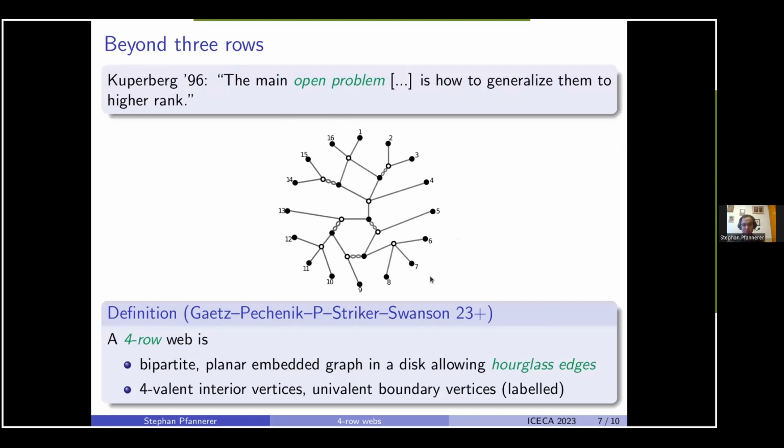We came up with diagrams like this. I just call them 4-row webs, and what you should see is that we have some boundary vertices, all of them having degree 1. Then we have internal vertices, all of them having degree 4. Before we had degree 3, now we have degree 4. And then we have some edges that twist, and we call them hourglass edges. They contribute 2 when we count the degrees. And these hourglass edges have a good combinatorial reason to be there, and I want to talk about this now.